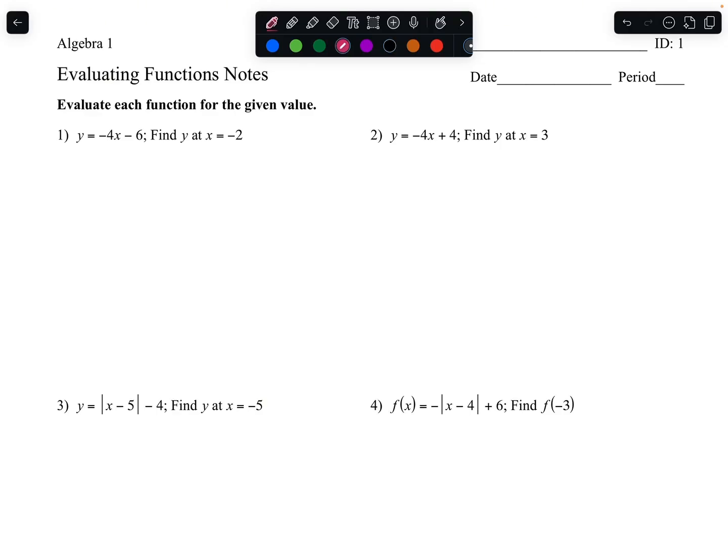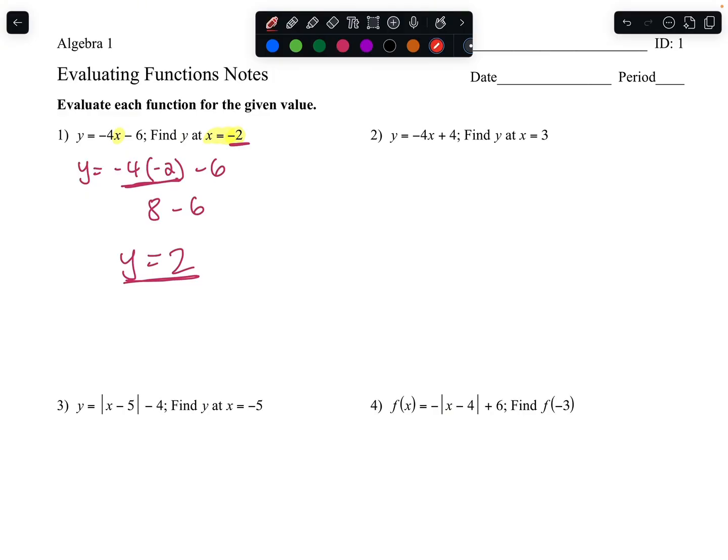So I got y equals negative 4x minus 6. Find y at x equals negative 2. So what that means is I have to plug in this negative 2. It says this is where x is, so we got to put that negative 2 right here. So that means it's going to be y equals negative 4 times negative 2 minus 6. Negative 4 times negative 2 is a positive 8 minus 6. So my answer is going to be y equals 2. So the input was negative 2. The output was positive 2.